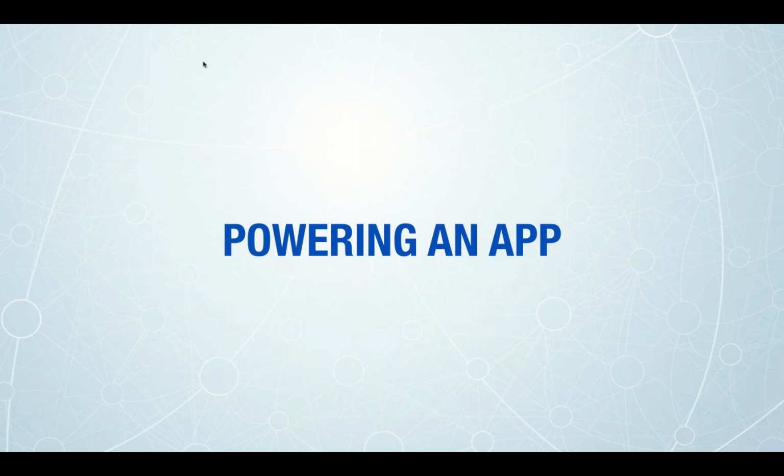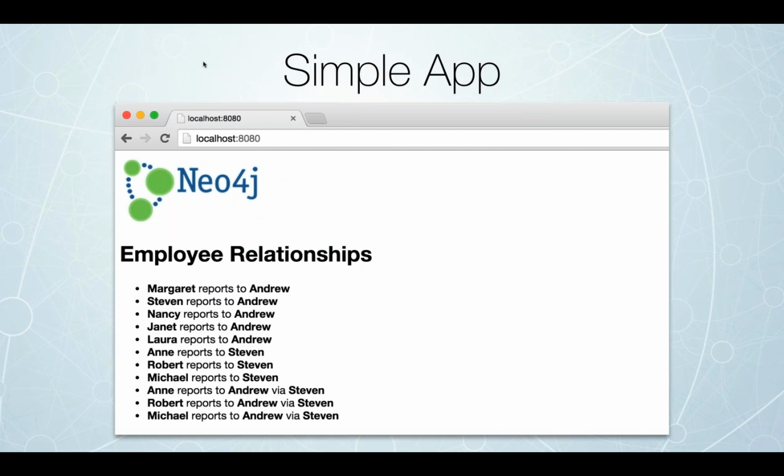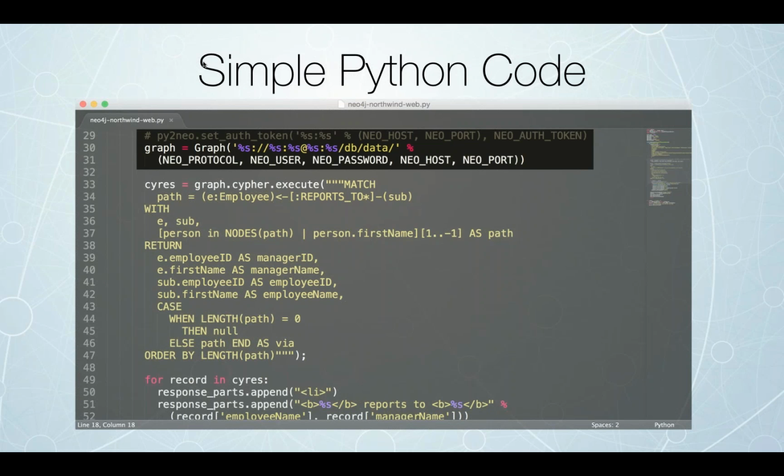So let's take a deeper dive here at powering an application using Neo4j. Let's just take a really simple app here. We want to query this Northwind data set and report employee relationships, these reports to relationships. Let's look at the Python code that we can use to do that. This is using Py2Neo, which is the Python driver for Neo4j. The first thing we need to do is connect to the graph. We do that just by specifying the protocol, username, password, and the host and port for Neo4j.